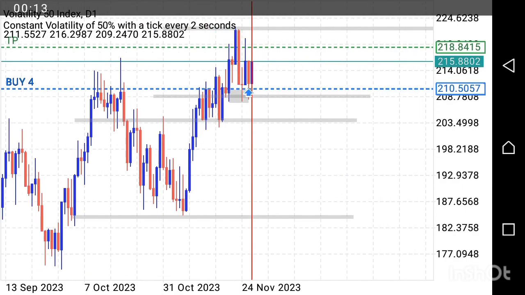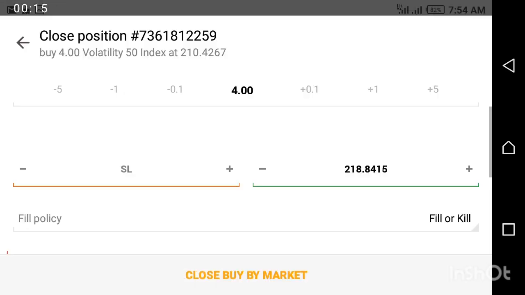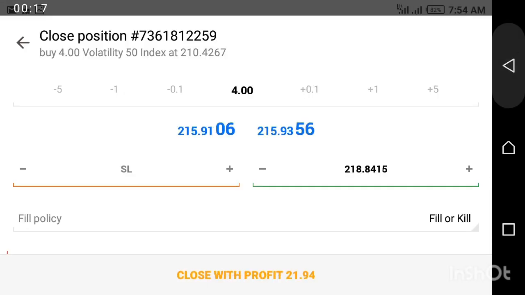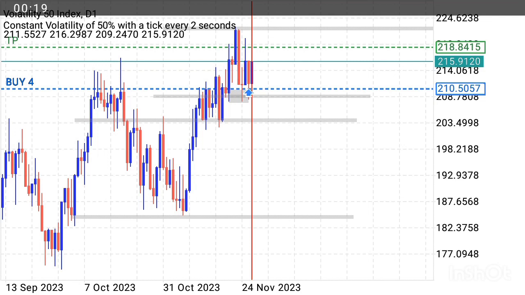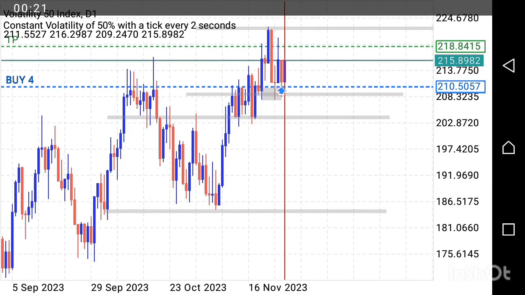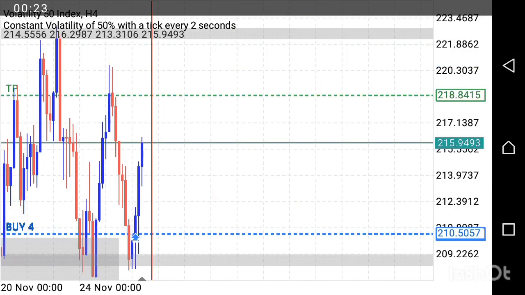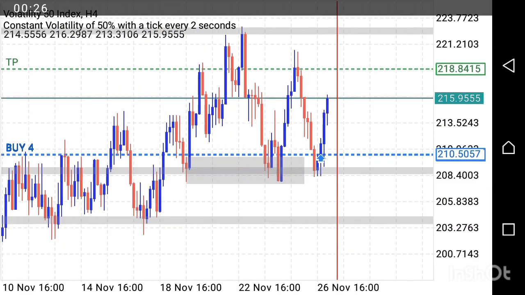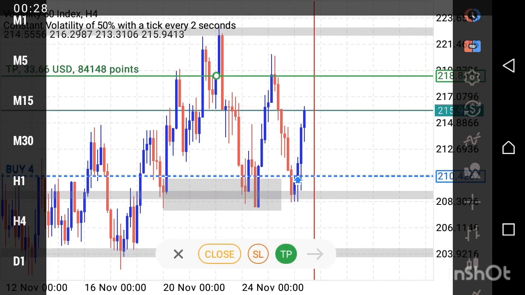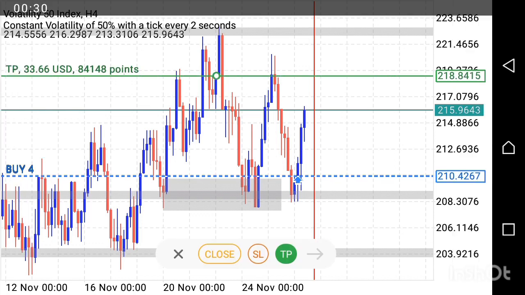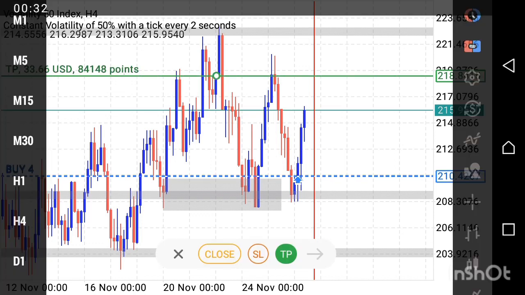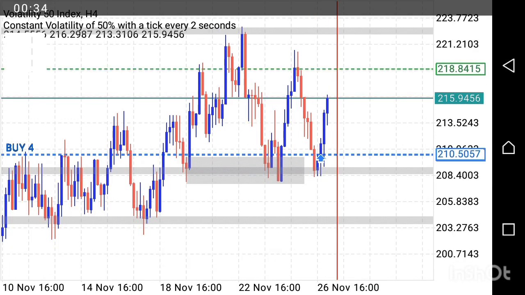I'm currently on a buy on the Volatility 15 index, and it's really a good trade for me because I just did a top-down analysis on Volatility 50. You can see we are currently in profit of about $21, and I opened about 8 positions, and it's going really well for me. My take profit should be around there, which should give me around $33 on each of the 8 positions.